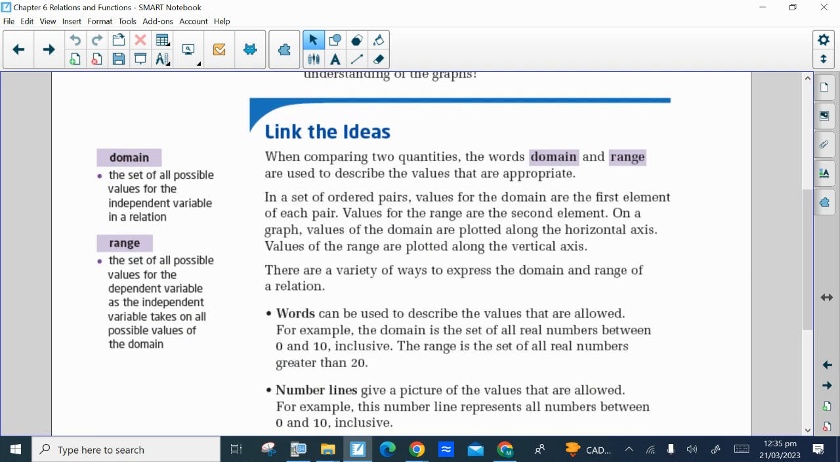So on the next page on the left, the domain is a set of all possible values for the independent variable in the relation. Remember, the independent variable is the one that comes first in a table or in a set of ordered pairs, or on a graph it's along the x-axis. Or if it's an equation with one variable by itself, the independent variable is usually the one that's inside the equation, not the one that's by itself. So generally we say that the domain are all the x values that belong to a relation.